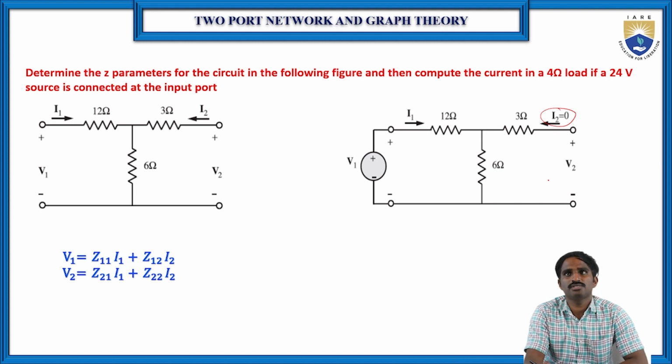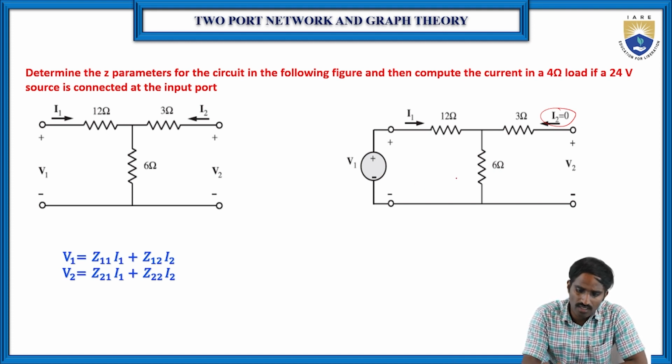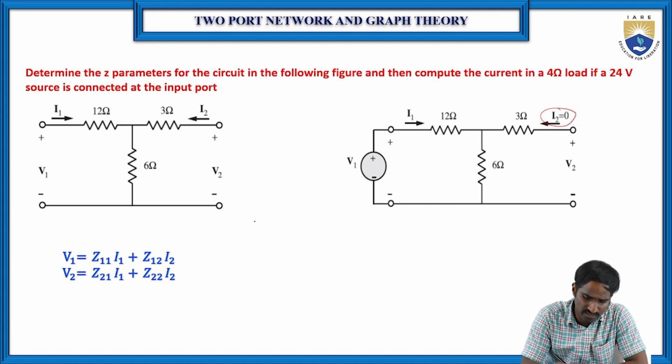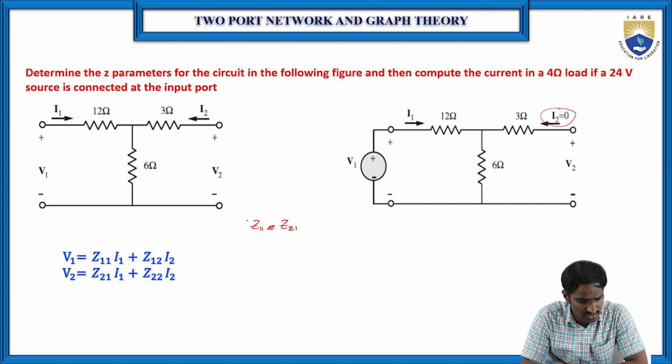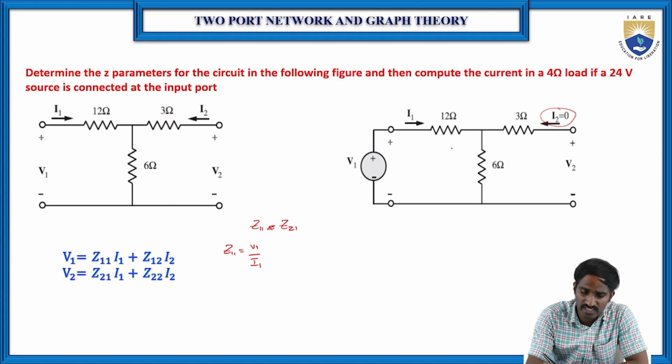So according to this figure, when I2 is equal to 0, we can find Z11 and Z21. How can we find Z11? Because Z11 is equal to V1 by I1, if you are able to find the V1 value in terms of I1, then it is easy to find Z11. To find V1 in terms of I1, just apply KVL to the left hand side, because it has only one mesh, or one loop.